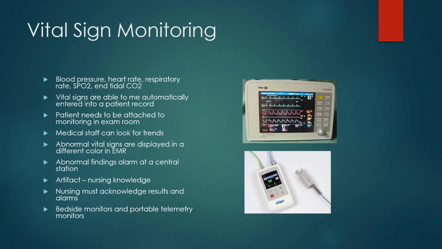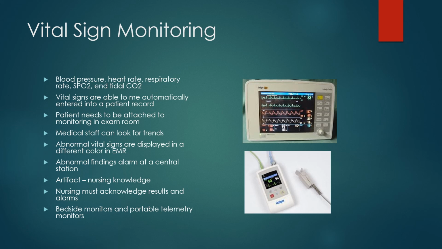So now we can talk a little bit about equipment, patient monitoring equipment. Vital sign monitoring: we can monitor blood pressure, heart rate, respiratory rate, SpO2, end-tidal CO2 right into the patient's EMR. Vital signs are able to be automatically entered into the patient record. The patient needs to be attached to the monitor, of course, and this allows medical staff to pull the results into the EMR and look for trends.